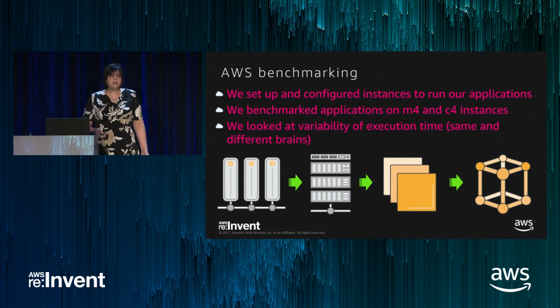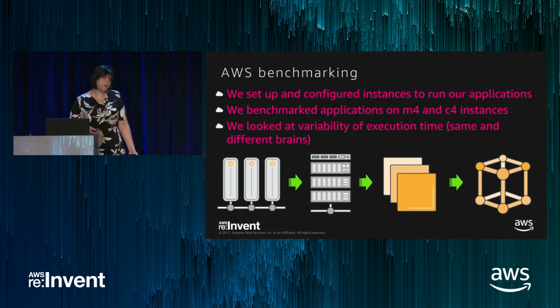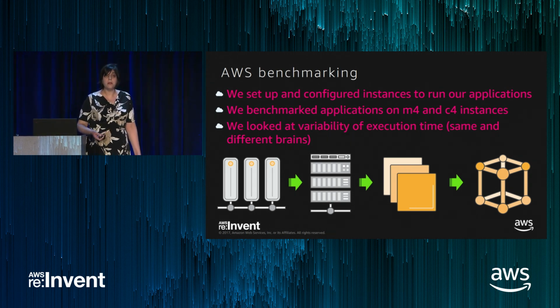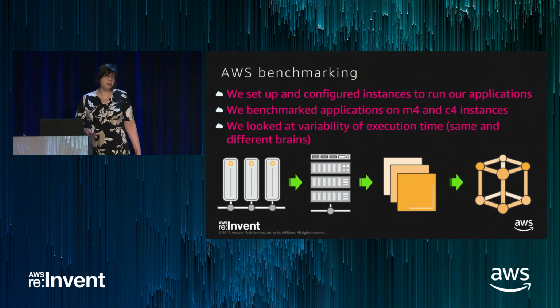And so what we wanted to know, though, was how data dependent were our execution times. Could we predict how long something was going to take, one brain basically, from taking another reference brain and guessing? And we wanted to know how variable execution time was even on the same data, because some of our algorithms might not be the same.